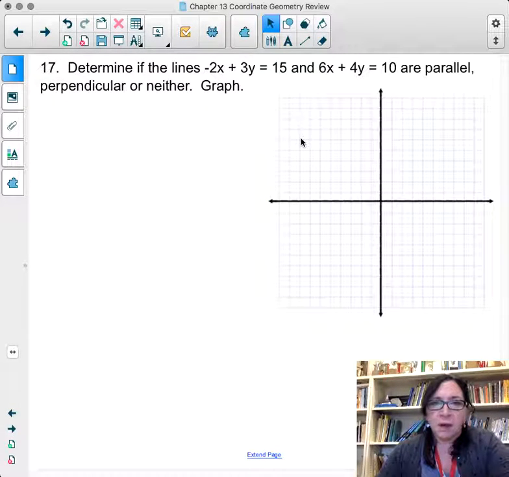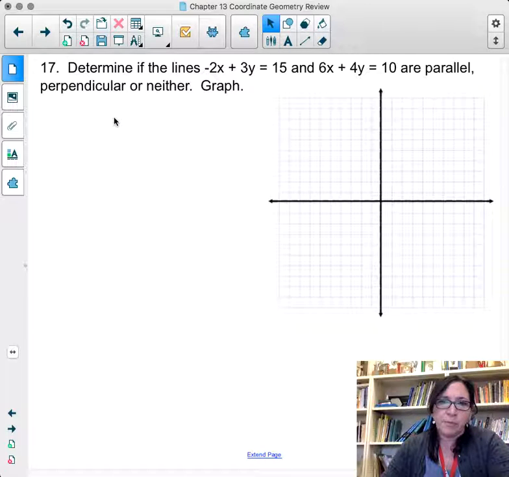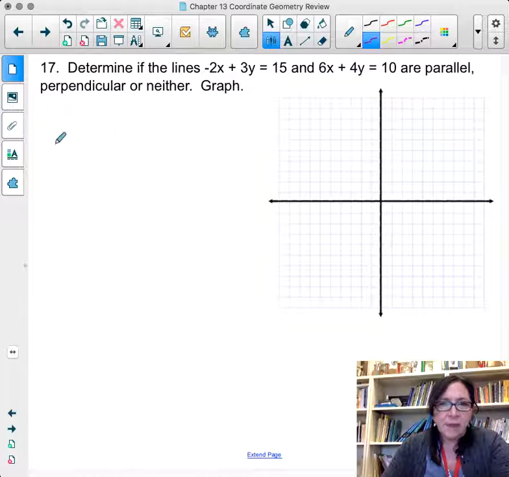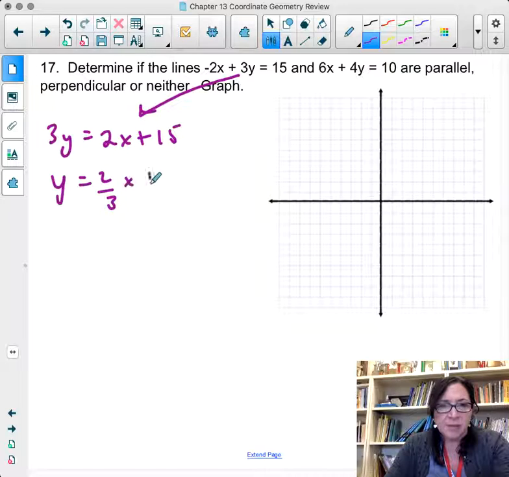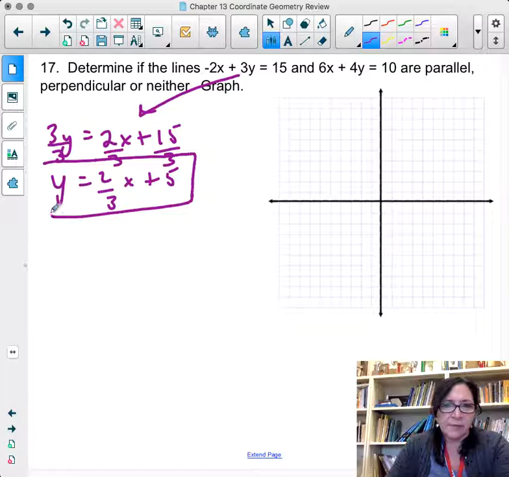Number 17, determine if the lines are parallel, perpendicular, or neither. Well, we need to find the slopes for both of these. So I'm going to solve, okay, let's see here. 3y is equal to, I'm taking this equation here, so 3y equals 2x plus 15. So y is equal to 2/3 x plus 5. What I did was I divided everything by 3. So this is the equation of the first line.